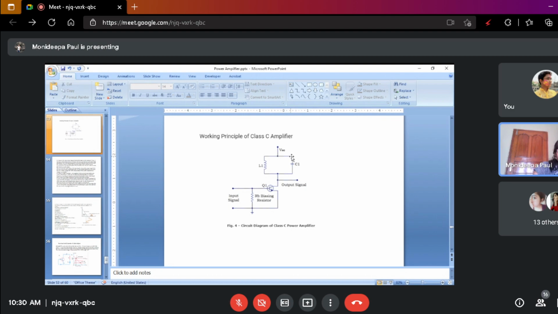So with the help of this tuned circuit, we can select or manage a particular frequency of signals flowing to the output circuit, by adjusting the value of the inductance and capacitance.